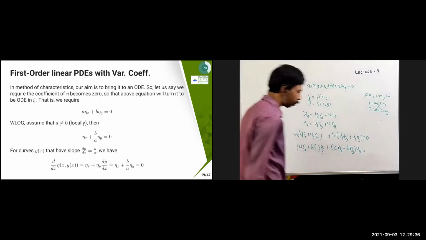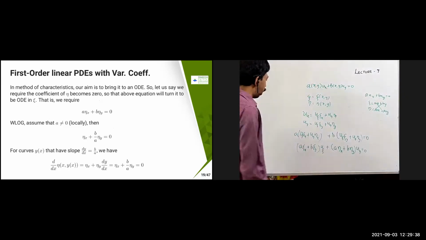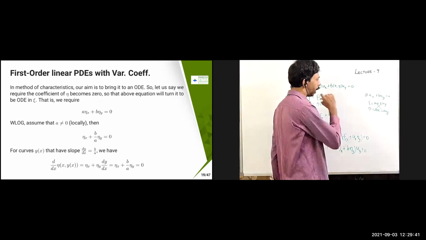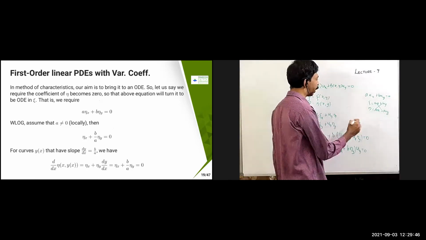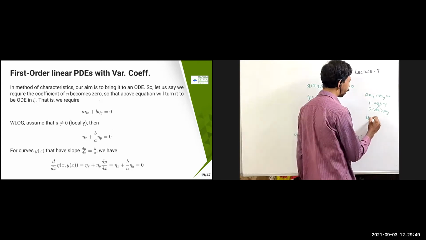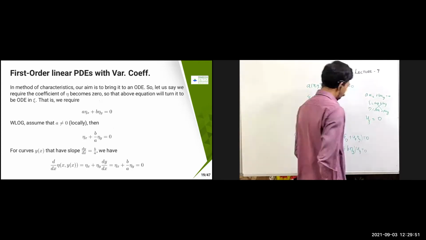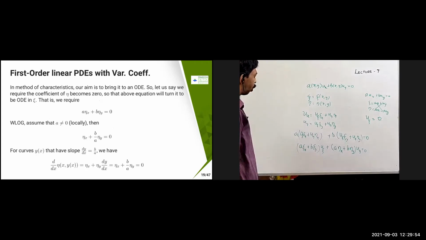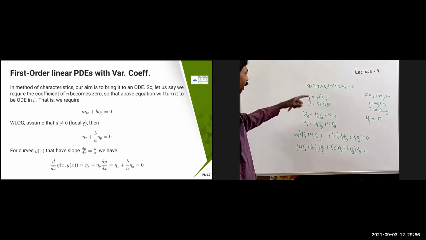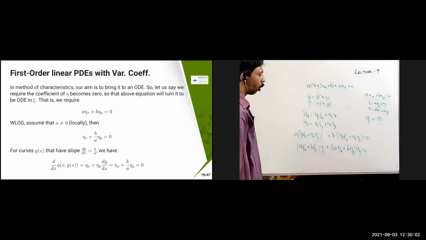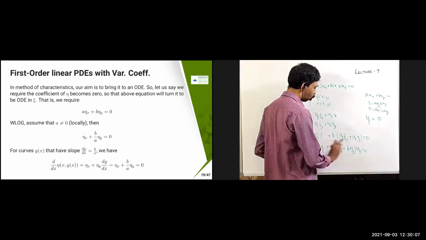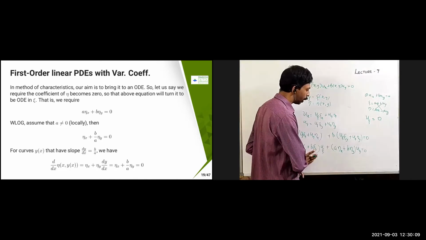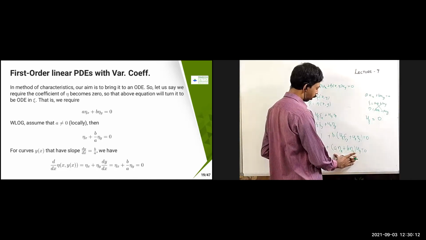In the earlier problem, with a squared plus b squared not equal to 0, once we transformed it, it automatically became u chi equal to 0. But in this case that is not happening, because I don't have the conditions here to satisfy that, so I'm not getting the required result. So our aim is to convert it into an ODE. That means I need to make either the coefficient of u chi equal to 0 or the coefficient of u eta equal to 0.